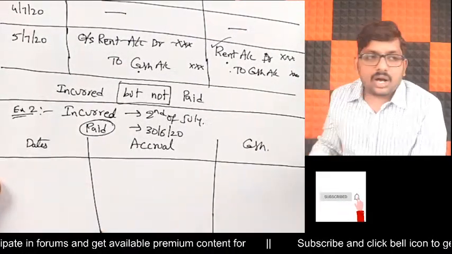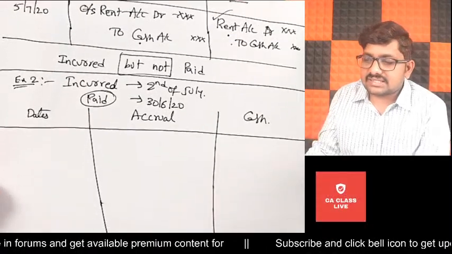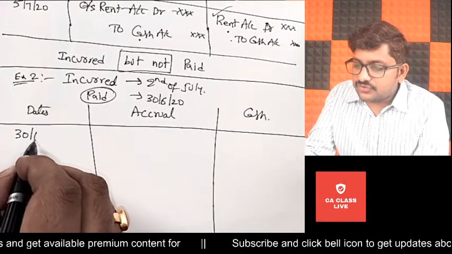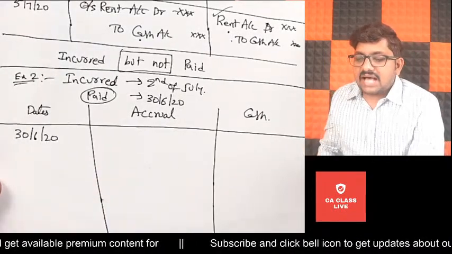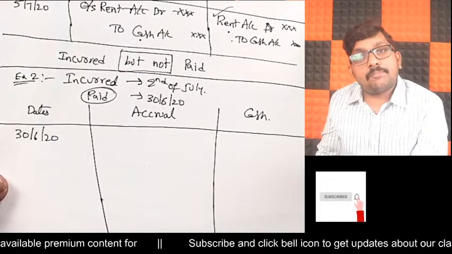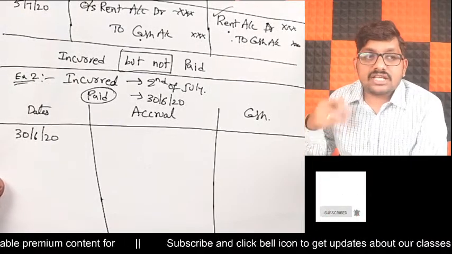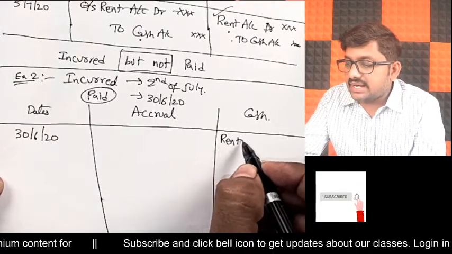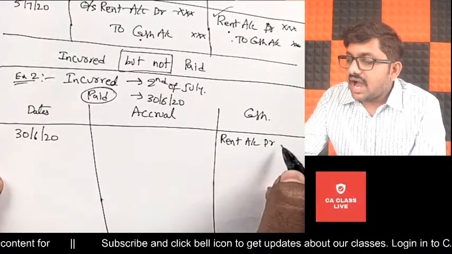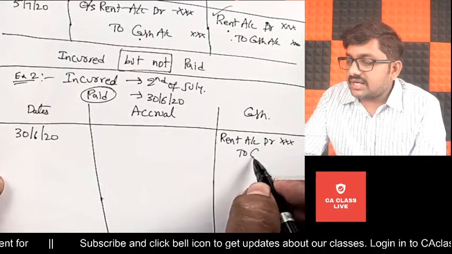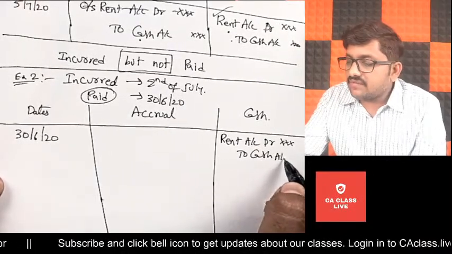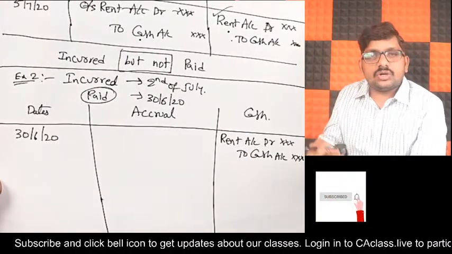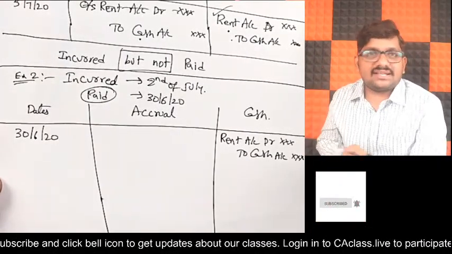What will happen in the accrual system and what will happen in the cash system? On 30th of June 2020, as soon as the owner comes and asks for the money, you pay it. As soon as you pay, what is the cash system telling me? Recognize your rent as soon as it is paid. So on 30th itself, I will recognize my rent expense. Rent account debit to cash account. I paid on 30th June, so I will recognize it on 30th June itself.